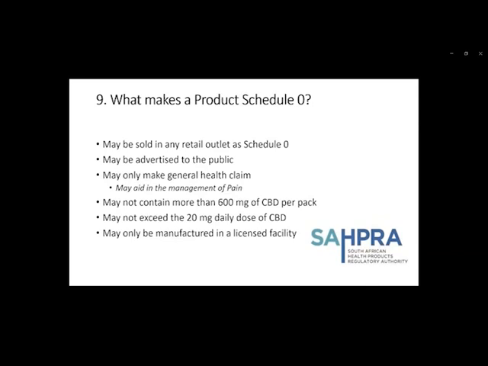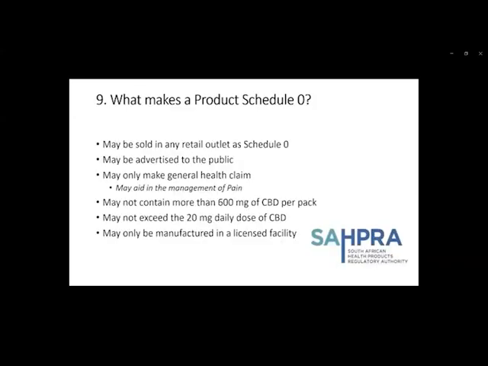Okay, and again, just to recap, it may not contain more than 400 milligrams of CBD per pack, it may not exceed the 20 milligram daily dose of CBD, and it may only be manufactured in a SAHPRA licensed facility. We've gone to great lengths to make sure that our Cannafrica CBD products are manufactured in a licensed facility. Those products are not just mixed in anyone's kitchen. They are made in a proper factory with proper regulations. It's been licensed.